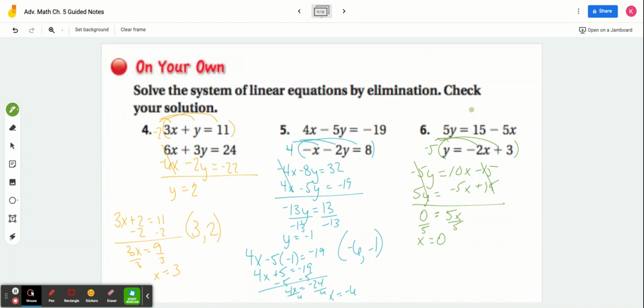Now, when we plug this back into that original equation, 5y equals 15 minus 5 times 0. We know that 5 times 0 is 0, so 5y equals 15, to find that y is 3. So again, our ordered pair here is 0, 3.